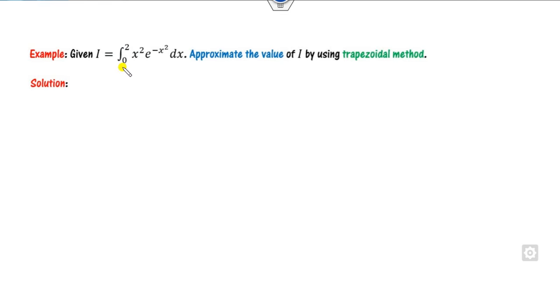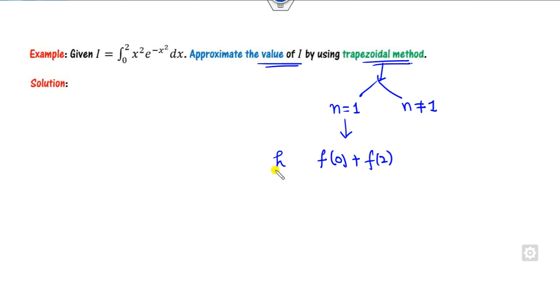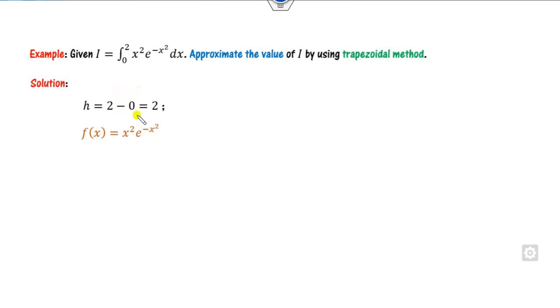Okay, now you can see: approximate the value of I by using the trapezoidal rule. Again you are unable to integrate it exactly. Now they are talking again about the trapezoidal rule. Again the value of n may be 1 or may not be 1, because they are not talking about the composite trapezoidal rule. So it's your choice. If you take n is 1, then it will be f of 0 plus f of 2, into h by 2. Otherwise if you take n not equal to 1, then you have to make a table and solve it.